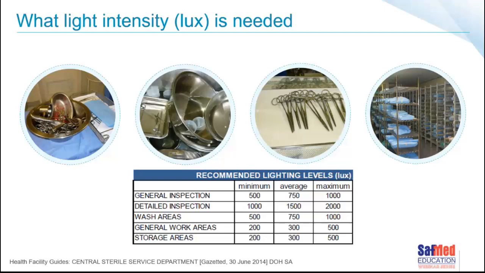But they also tell us about the maximum amount of light per zone, because too much light can also be a hazard. As you can see, they list that in the general areas a maximum of 1,000 lux, in the detailed inspection area a maximum of 2,000 lux. So be careful not to get light that's too bright. That can in fact be harmful to you. So there's our maximums, 1,000, 500 and 500 in the storage areas.